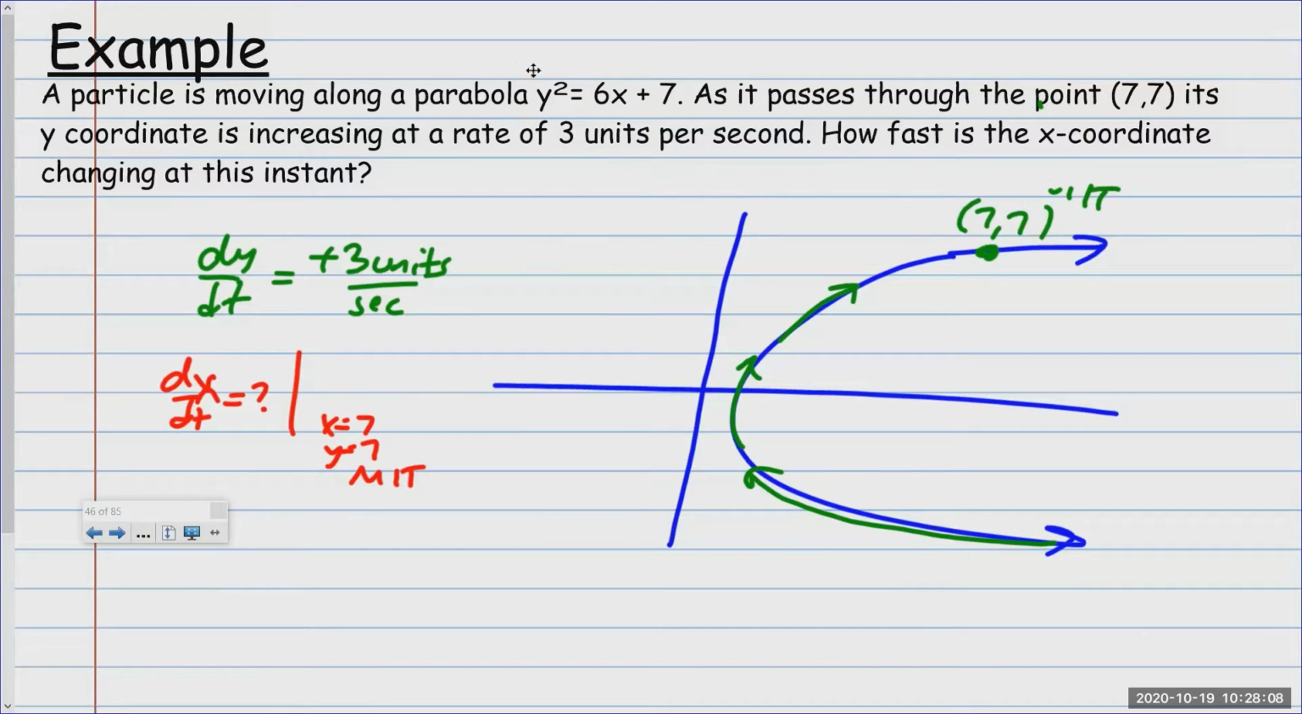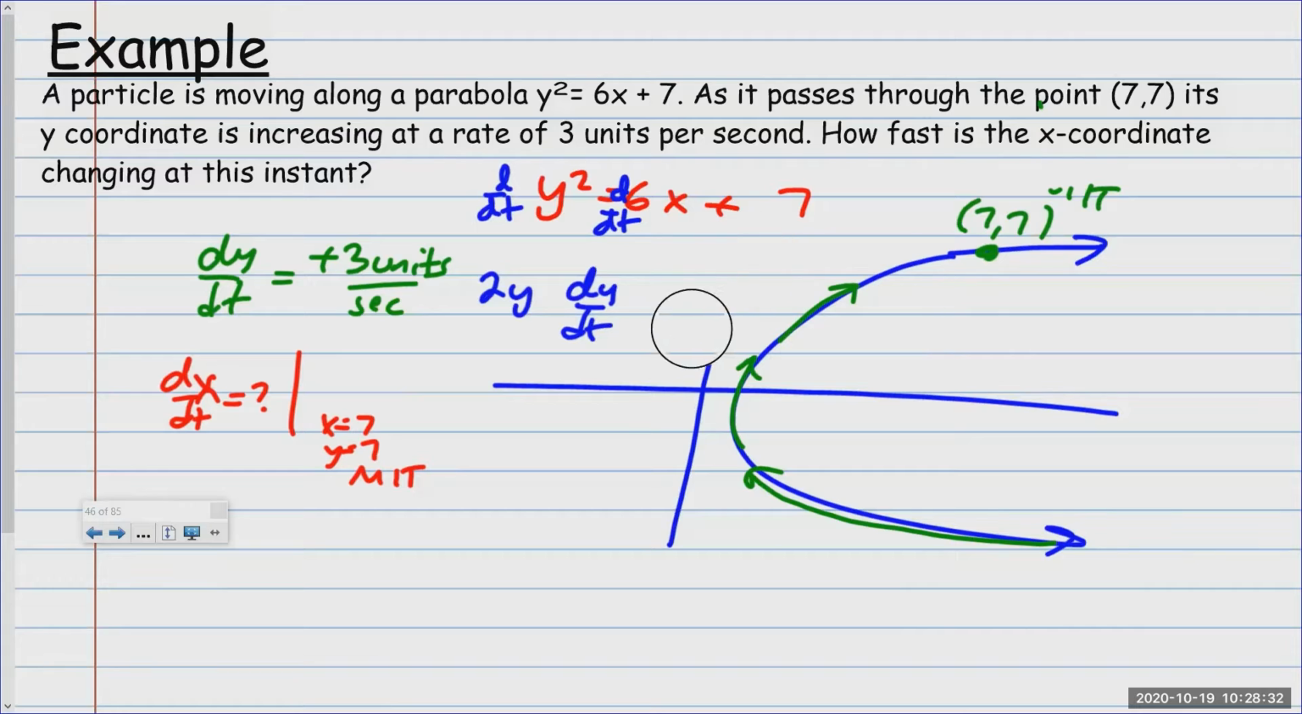All right, so once I get the equation, what do I do with the equation in related rates problems? What do I need to do? Take the d/dt of both sides. So I'm going to do the d/dt on this side and the d/dt on that side. Okay, what's the derivative of y squared? 2y. Oh, wait. Do I need a dy/dt? Yes. What's the derivative of 6x? 6. Do I need a dx/dt? Yes. What's the derivative of 7? 0. Okay. All right. So what I have is 2y dy/dt equals 6 times dx/dt.